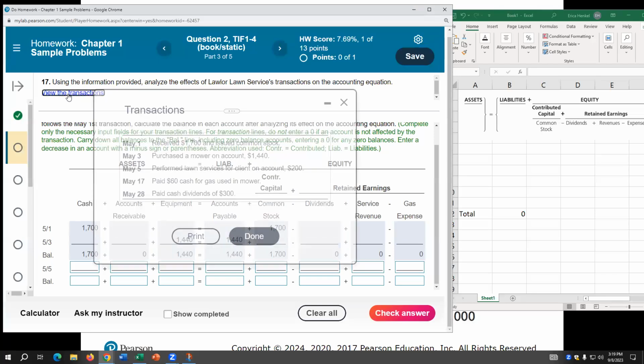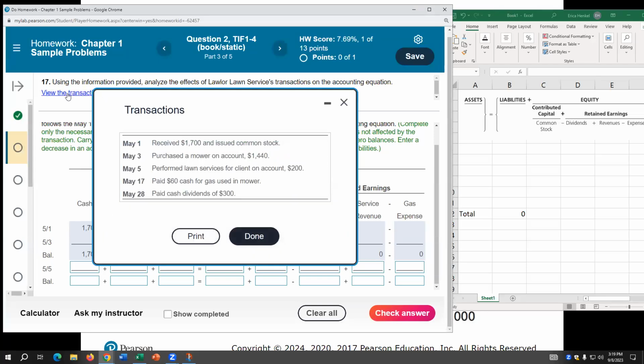Okay, so we'll do this third one and then I'll let you go. So the third one, performing lawn services for a client on account for $200. So here they're getting really fancy, all right? So our business is performing lawn services. So mowing lawns would be us generating revenues, right? Based on our daily operating. So we're increasing our revenues by that $200.